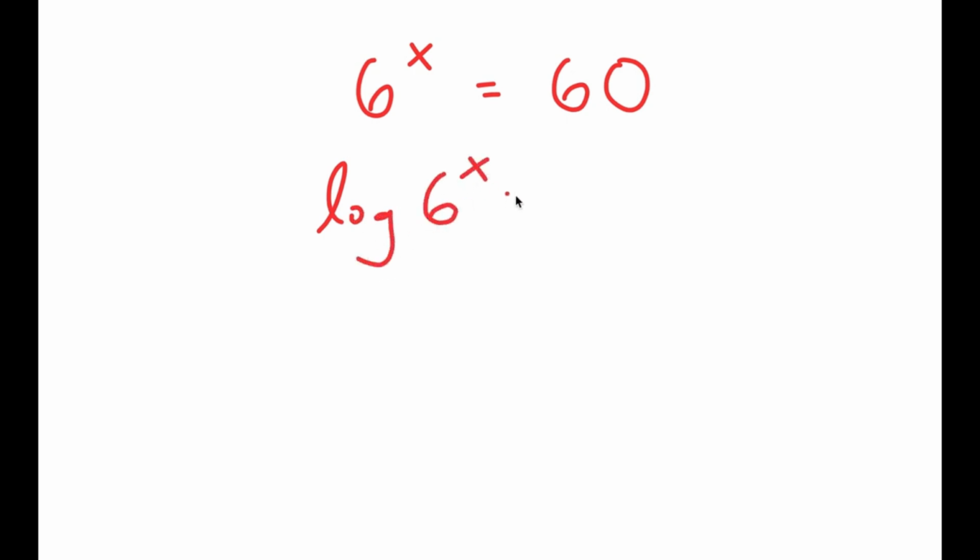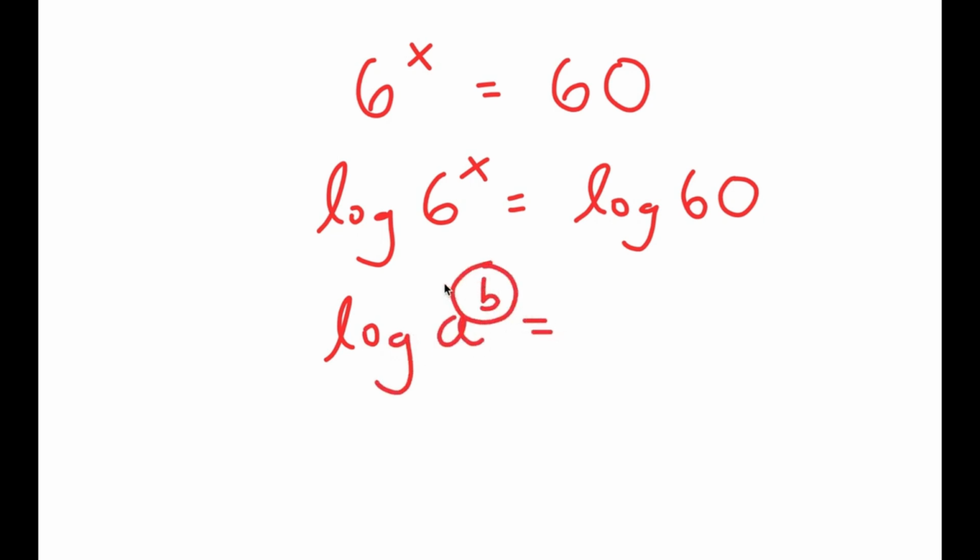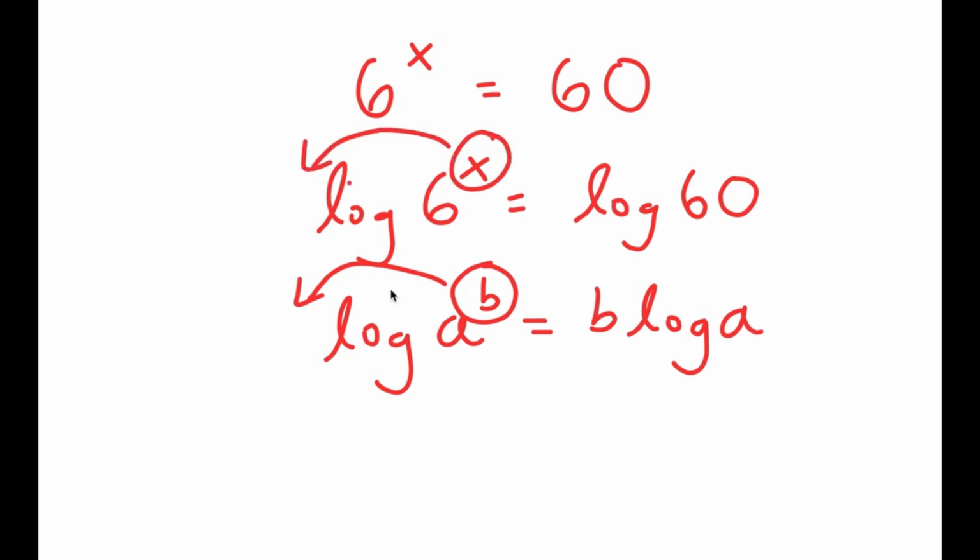Alright, so in this video, I'm going to be solving the equation 6 to the power of x is equal to 60. So to solve this, what I'm first going to do is take the log on both sides. So I get log of 6 to the power of x is equal to log 60. Now, if I have something in the form log of a to the power of b, I can move this exponent b to the front. This can equal b times log a. In this case, I have log 6 to the power of x, and I can move x to the front. So I get x times log 6 is equal to log 60.